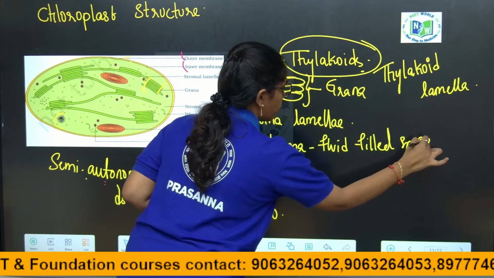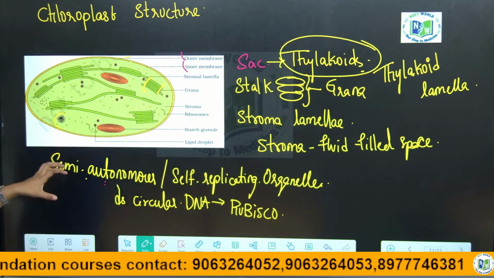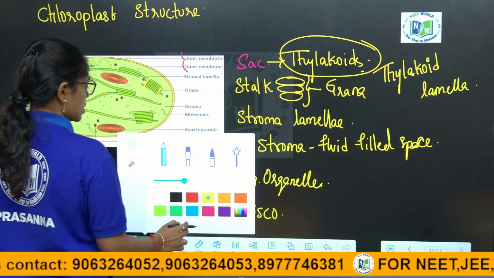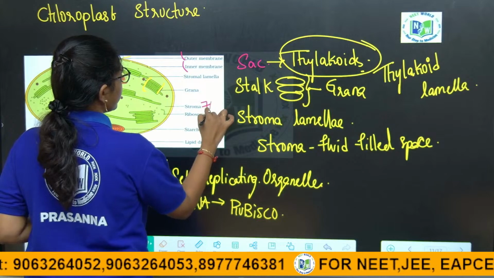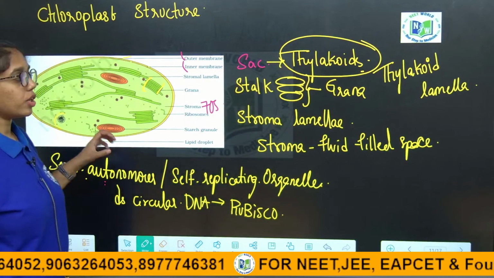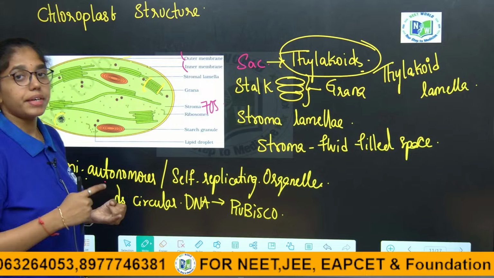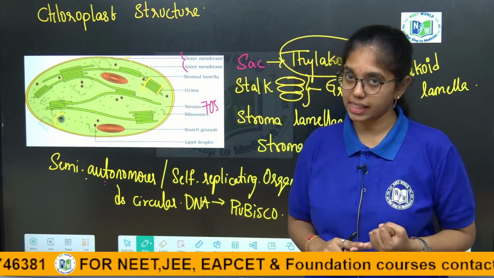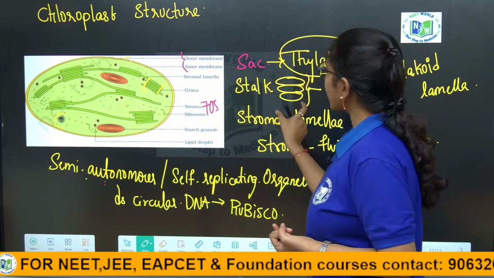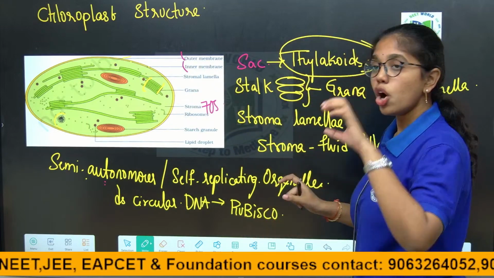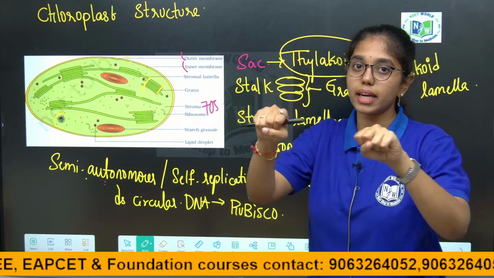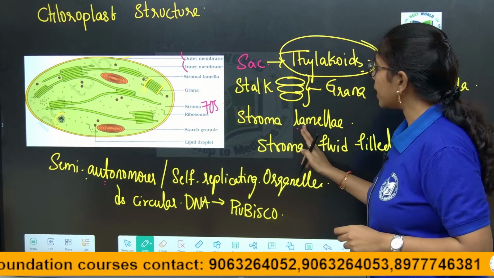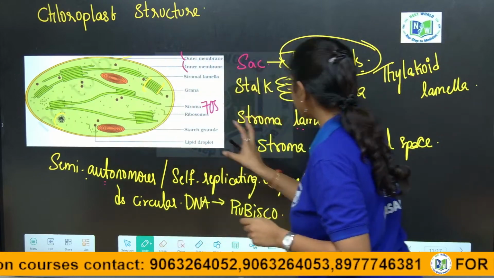Inside the chloroplast, you will find what type of ribosomes? 70S ribosomes. So if you look into the chloroplast, it is a double membrane bound organelle. The membranous sac-like structures are called thylakoids. The stack of sac-like structures is called grana. One grana is connected to another grana by what? Stroma lamellae. And the fluid filled space inside it is stroma.